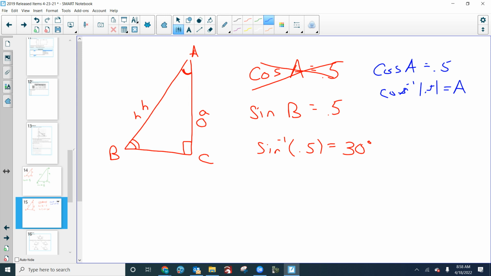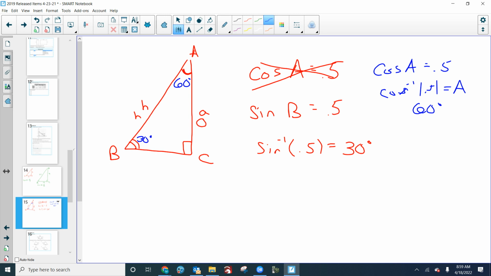Type in cosine inverse 0.5 and say, oh, that's 60 degrees. 60 degrees. That's angle A, isn't it? That's angle A. Well, if angle A is 60, what's angle B? 30. They're complementary. You could have done it that way too.